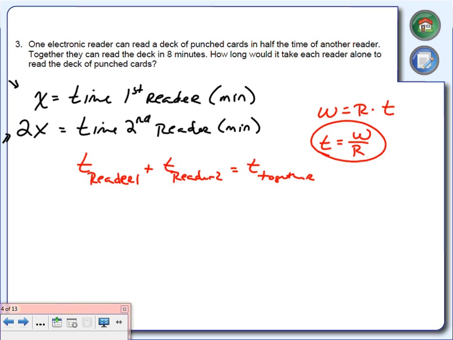All right, so this is what we're going to use to set up our equation. Now again, remember time is work divided by rate. So I'm looking at the first reader right now. The first reader, the work they're doing is that 1 deck of cards. They're reading that 1 deck of cards. The rate, or the speed, of that first reader. What's the rate of that first reader? What's that? X. It's right here.